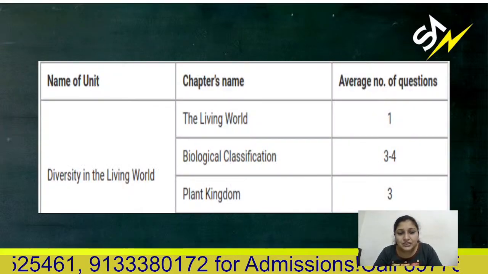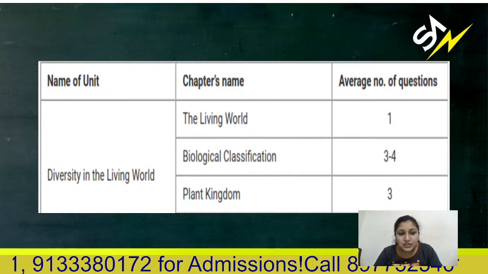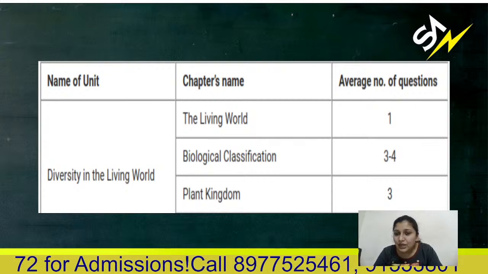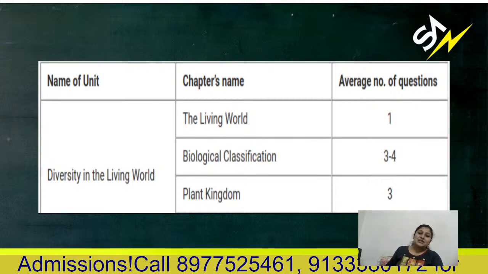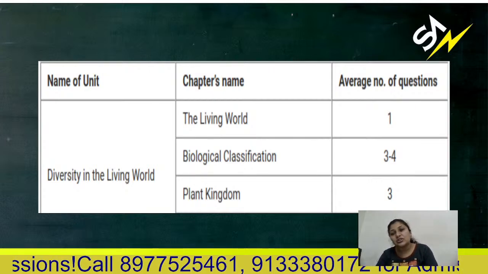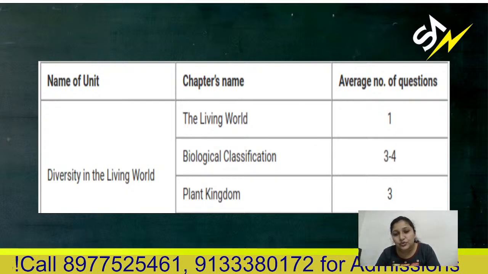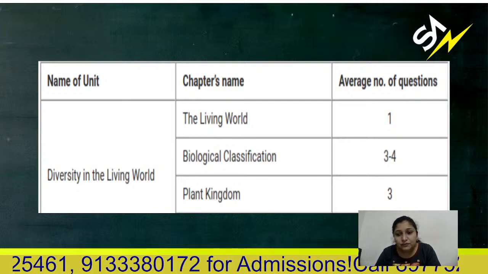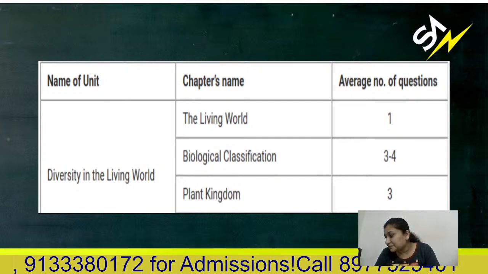Today we are discussing the first unit, that is diversity in the living world, and in that the last chapter, plant kingdom. On average, 3 to 4 questions are asked from plant kingdom. So 3 questions give you 12 marks.